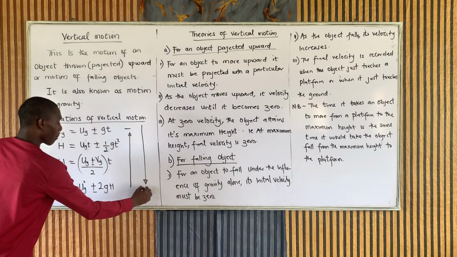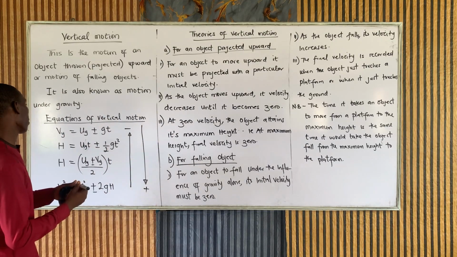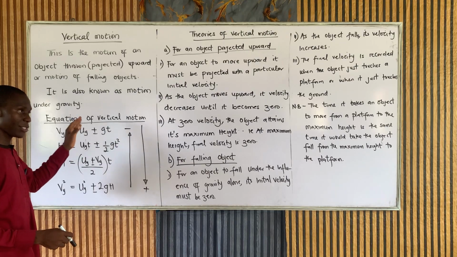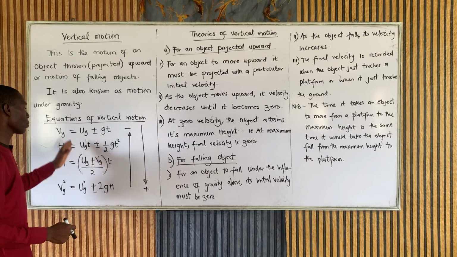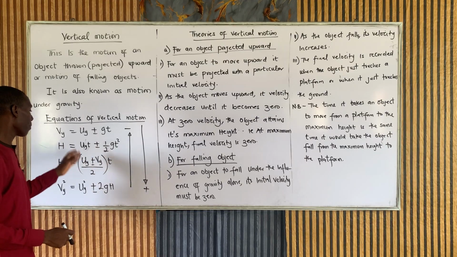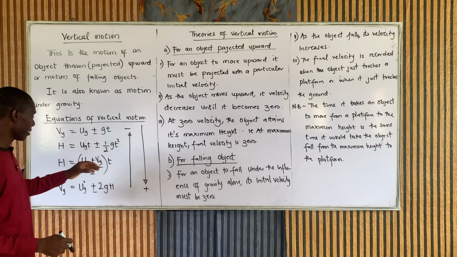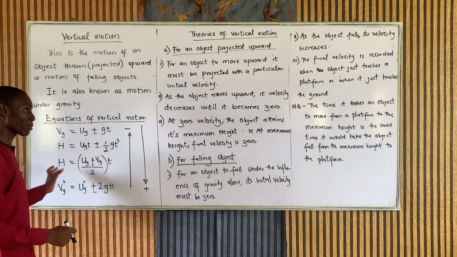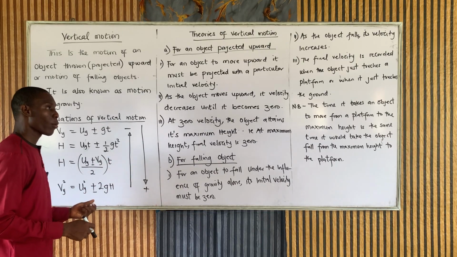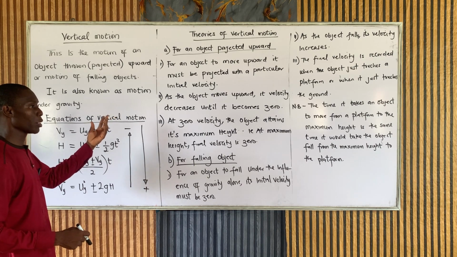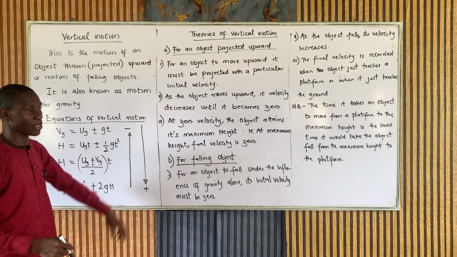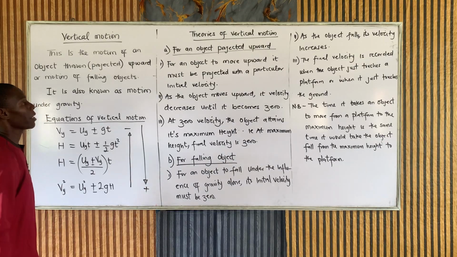If the object is falling downward, we use positive. So if the object is coming down, the first equation will become v = u + gt, or h = ut + ½gt², or h = ((u + v)/2)t, or v² = u² + 2gh. So understand that the minus is used when the object is moving upward, and if it's falling downward, we use positive. So that's that about that.